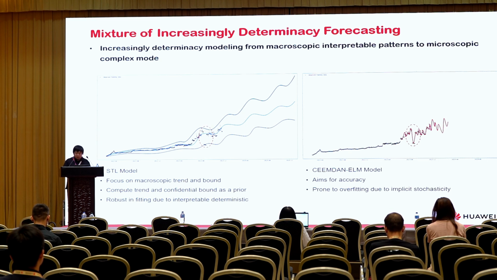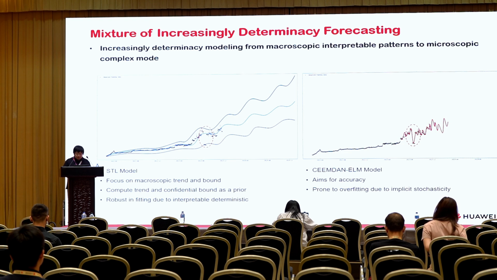But this power comes at a cost. The implicit stochasticity in both the decomposition and the ELM neural mapping introduces fragility. Without proper regularization, the model becomes prone to overfitting, particularly in small sample scenarios and when facing distributional shifts, where macroscopic STL would remain unfazed.